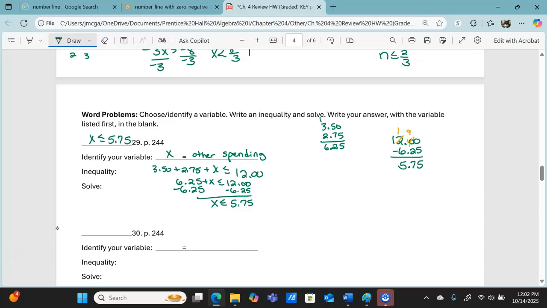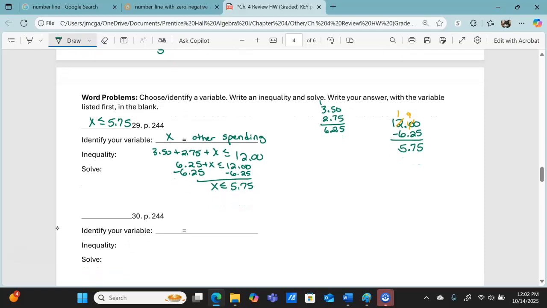$5.75. Number 30 says, suppose that you earn $7.25 per hour working part-time at a florist. Write and solve an inequality for how many full hours you would have to work to earn at least $200. So we'll say H is the number of hours worked. You get $7.25 per hour. So 7.25 times H, and you want at least $200, so greater than or equal to 200. And so we're going to divide both sides by 7.25.